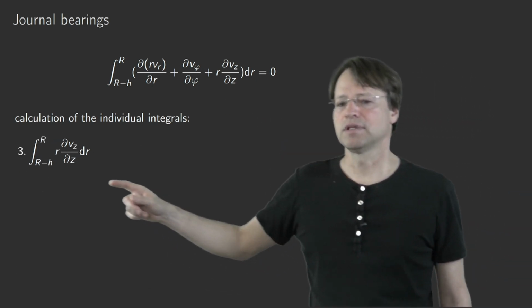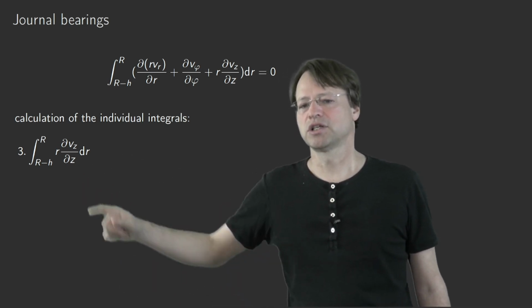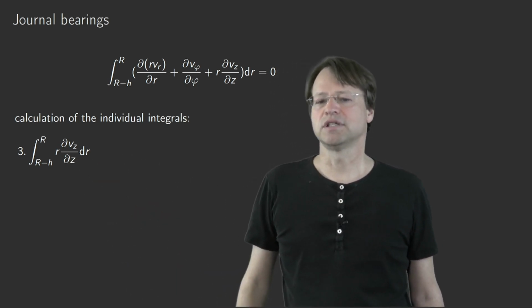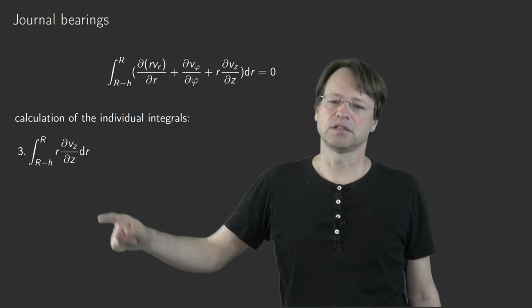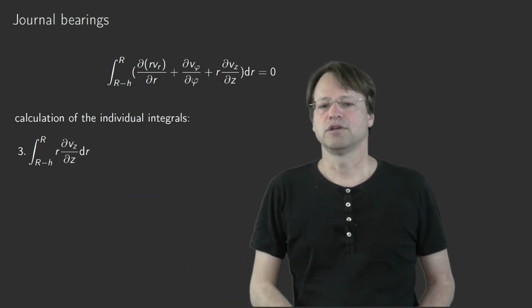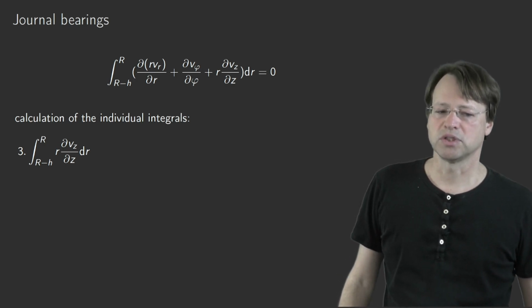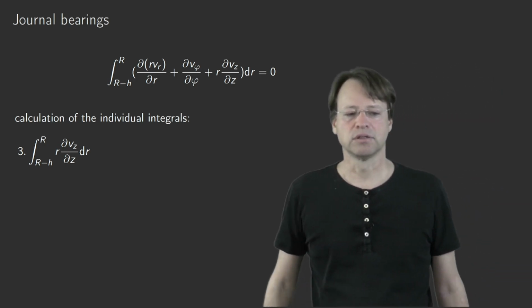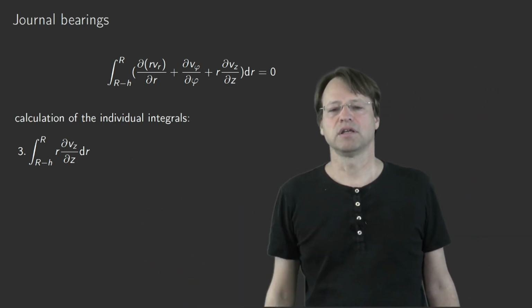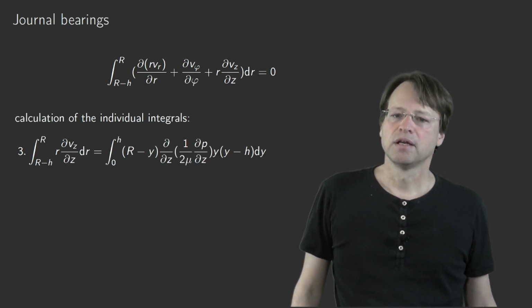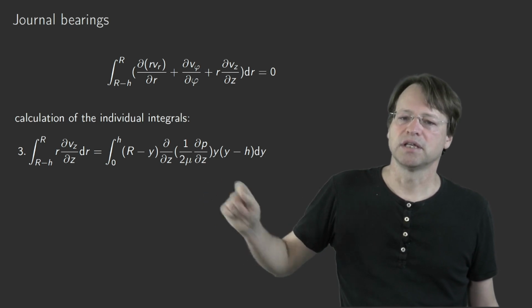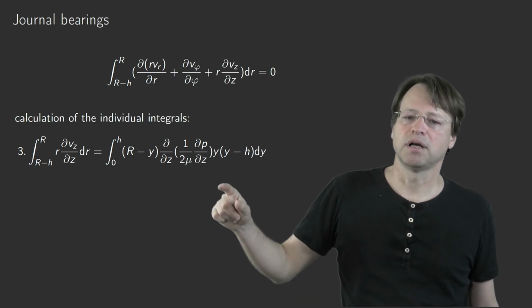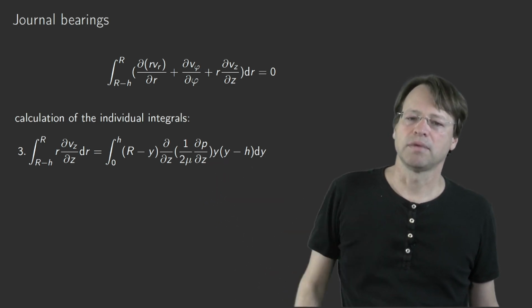We have the integral from capital R minus h to capital R of dv_z by dz, dr. And here it's nice that the integration limit does not depend on z, on our axial coordinate. So therefore we just plug in the expression for v sub z, which is capital R minus y, d by dz, 1 divided by 2 pi, d pi by dz, times y minus h.